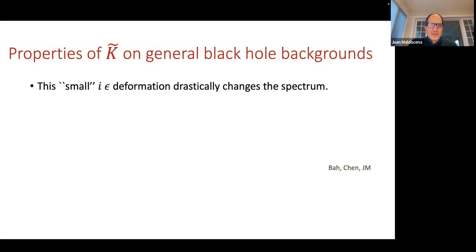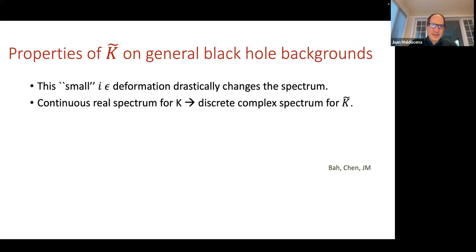So now we'd like to understand the properties of this new evolution on these geometries. This small i epsilon deformation drastically changes the spectrum. The spectrum of K is continuous. K is a Hermitian operator, has a real spectrum, and with continuous eigenvalues.